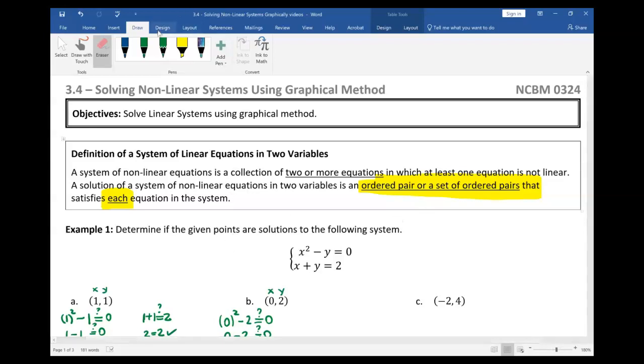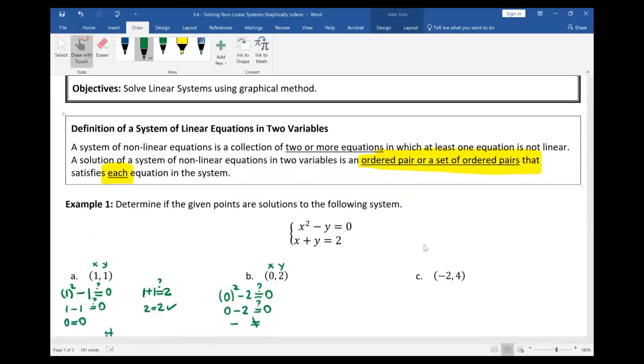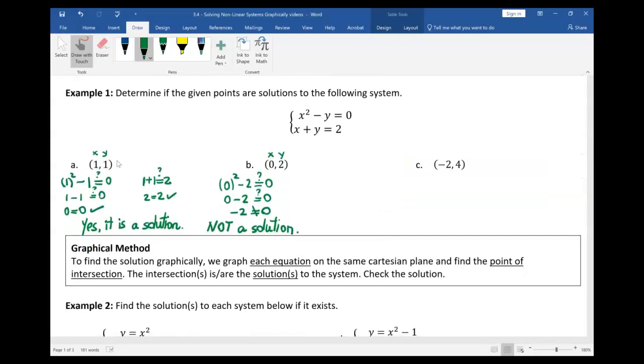Determine if the given points are solutions to the following systems. Since part A and part B are also solved in the PowerPoint, I'll explain only part C. We have the point -2, 4. Let's check if this point satisfies equation 1. First, as a reminder, -2 represents x, 4 represents the y. So let's replace -2 in the equation. We're going to have -2 squared minus, instead of y, we're going to write 4, equals 0.